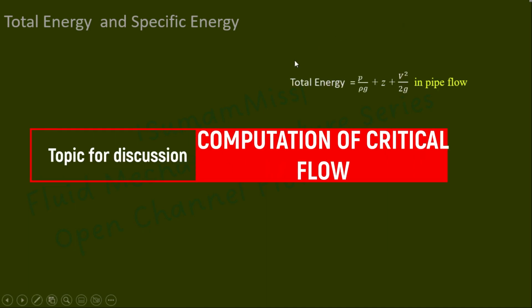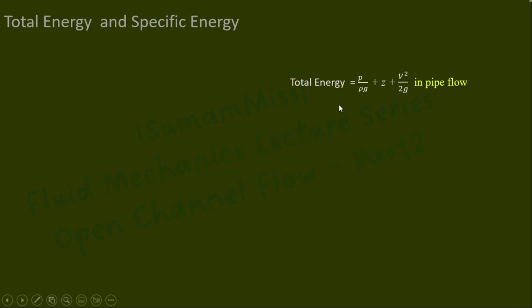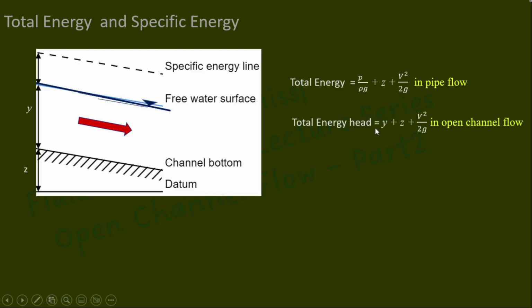So we have learned previously that the total energy in any section in the pipe can be written as P by rho g plus Z plus V square by 2g, where P by rho g indicates the pressure head, Z is the position head, and V square by 2g indicates the velocity head. And we have also learned that the pressure energy is decreased in the direction of the flow. If you are writing the expression for total energy for an open channel flow, it is equal to y plus z plus v square by 2g.